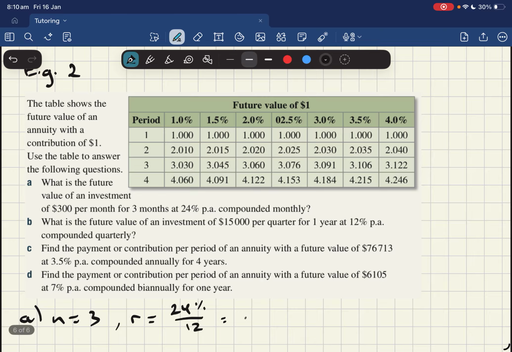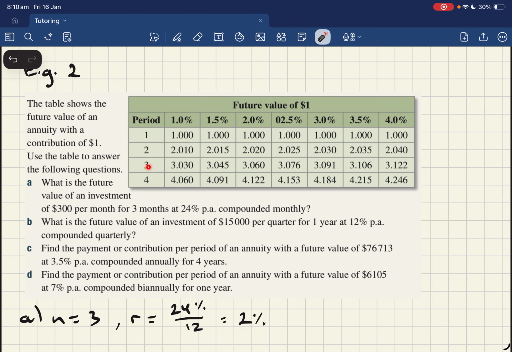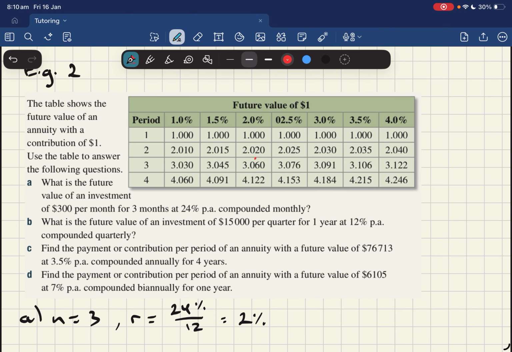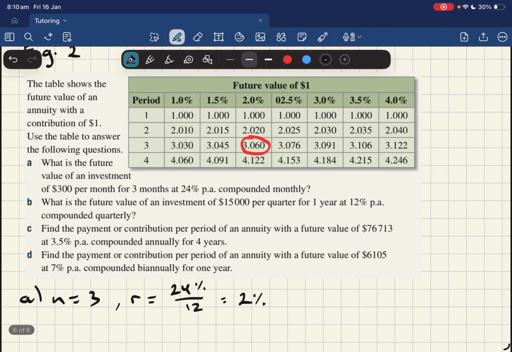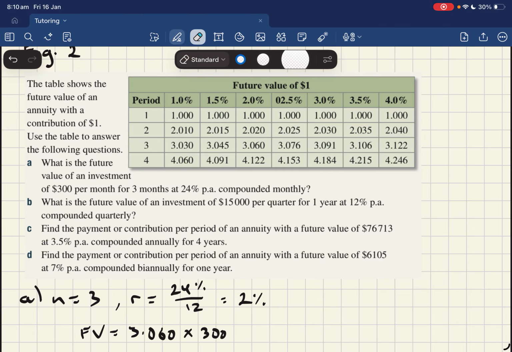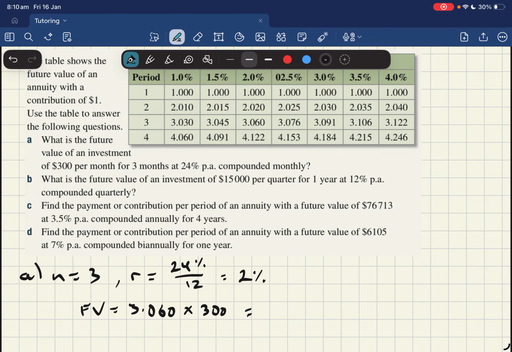That gives us 2%. Now we have to find 3 with 2%. So these two are going to intersect here. So we have a future value equaling your intersection, 3.060, multiplied by 300, because 300 is your payment that you're making. Once we do that, it's going to give us a future value of $918.